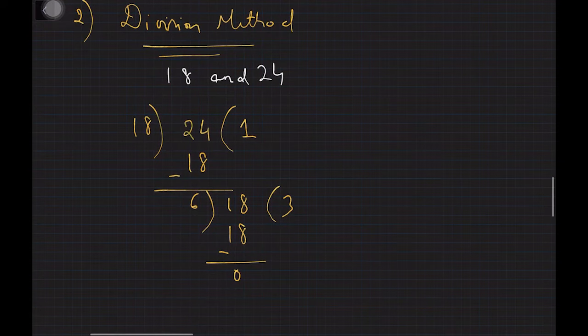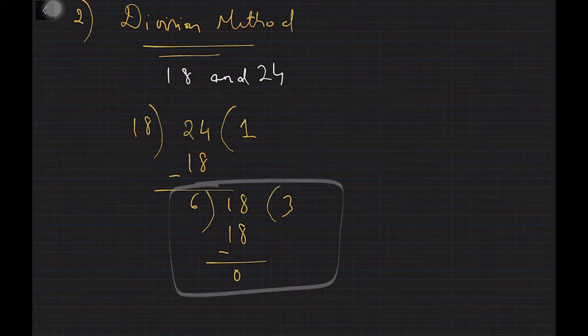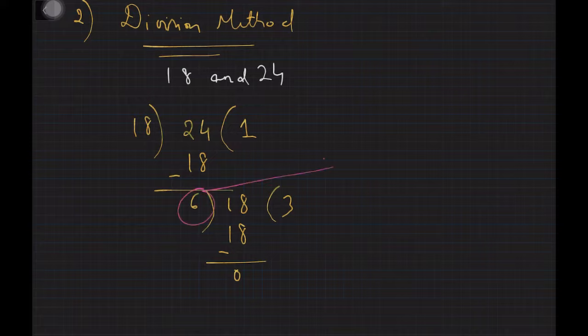So we stop this division process only when we get remainder as 0. Now this is the last step of this division process. The divisor of the last step will be the HCF of the given numbers. I repeat, when we stop the division process, the last step is this, and the divisor of the last step, that is number 6, will be the HCF of the given numbers. The divisor of the last step is the HCF of 18 and the number 24.